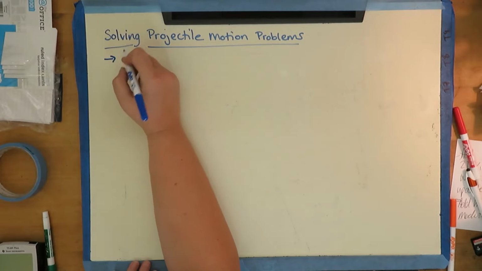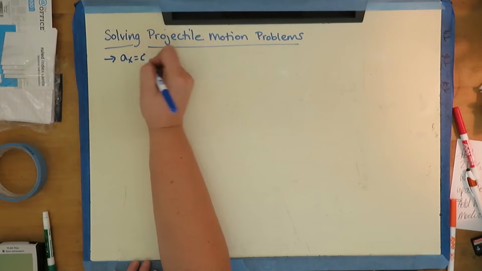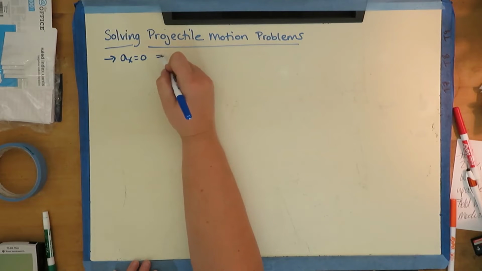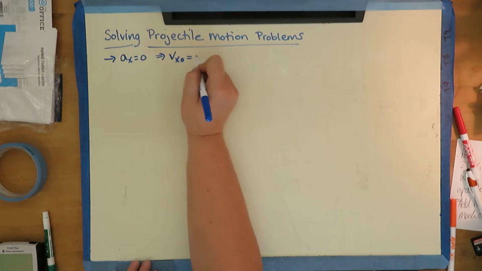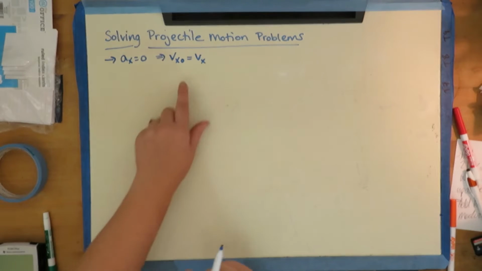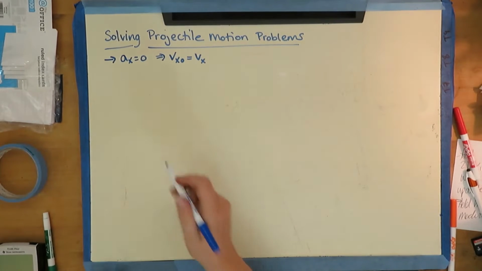So remember that in the horizontal, our acceleration is 0. What that means is our horizontal velocity is constant at all times. So Vx0 and Vx are the same thing.